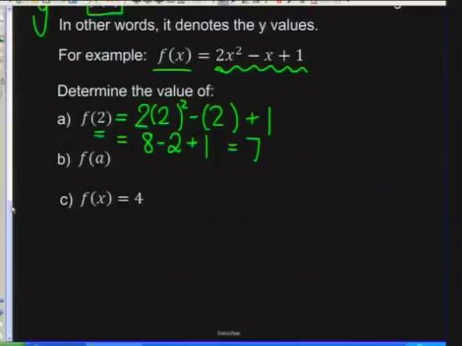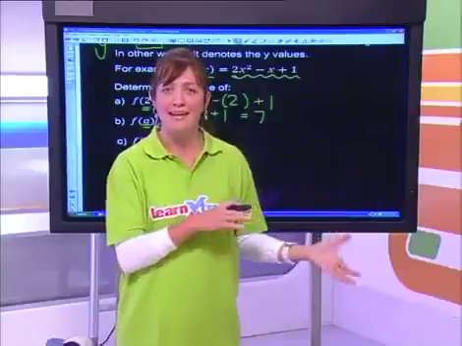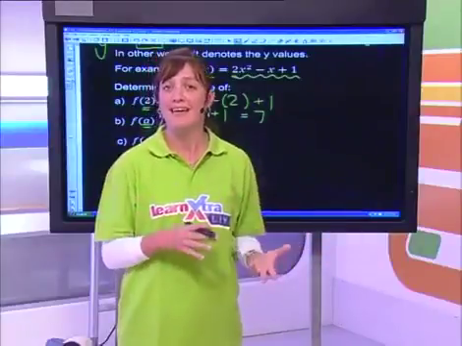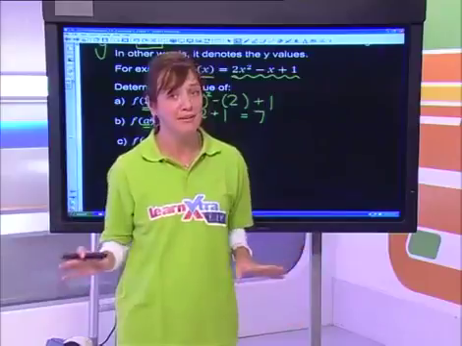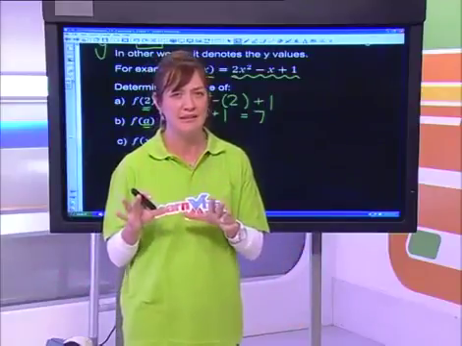Just to make it a little bit more algebraic, what if I was saying f of a? Again, what that's saying is that in terms of a, what would the y value be if my x value was a? Now, they can do this to you. It doesn't have to be numbers. I'm sure by now you know in maths, we love to throw letters in there.